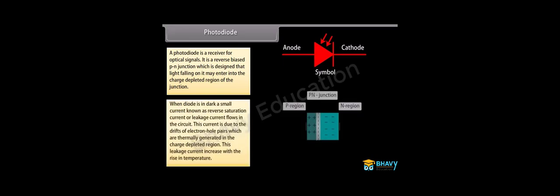Photodiode. A photodiode is a receiver for optical signals. It is a reverse-biased p-n junction which is designed so that light falling on it may enter the charge-depleted region of the junction. When the diode is in the dark, a small current known as reverse saturation current or leakage current flows in the circuit. This current is due to the drift of electron-hole pairs which are thermally generated in the charge-depleted region.